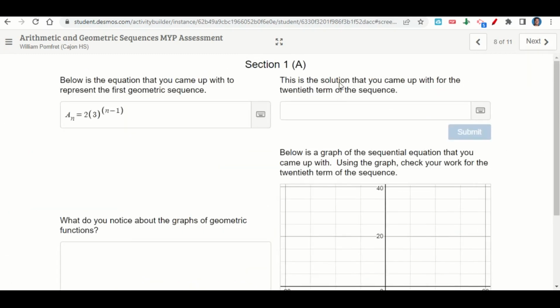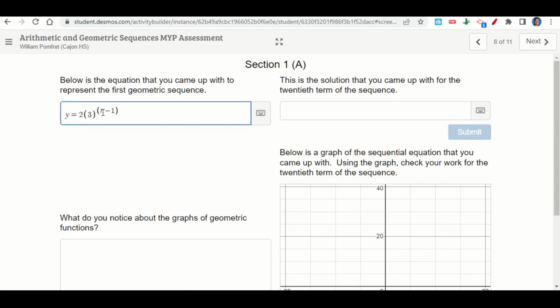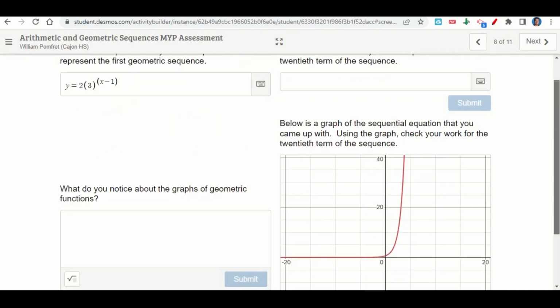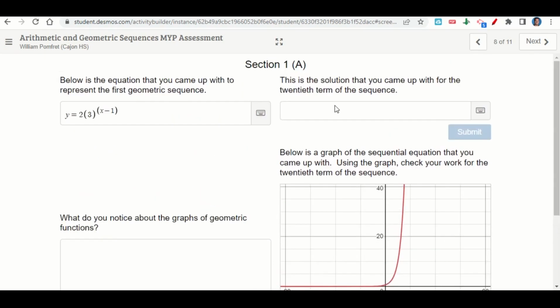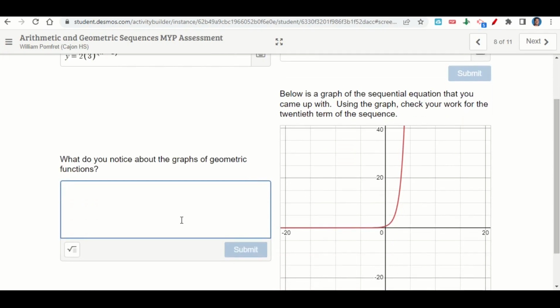Then I click next. It says below is the equation that we came up with. Again, we're going to change this to be y and x, just so that it'll graph it. Notice there's my function. It says, what is the solution we came up for the 20th term? And then right here it says, what do you notice about the graph of a geometric sequence? Okay, we should notice that it forms just like an exponential equation. Then we'll click next.